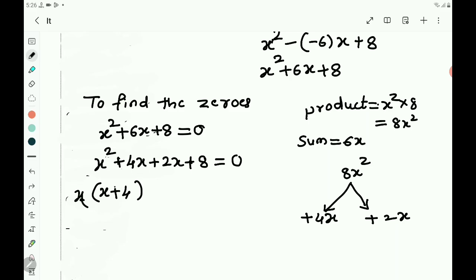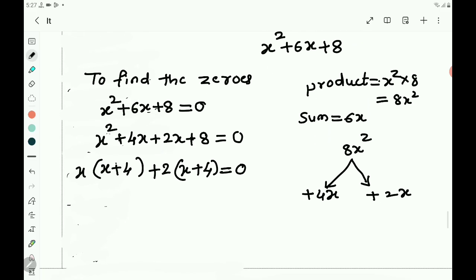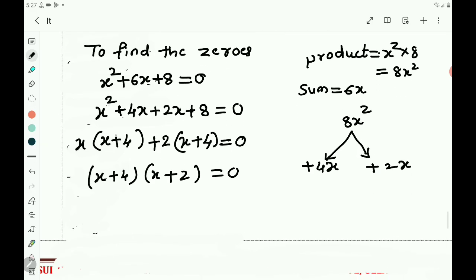Next, take 2x and 8. 2 and 8 are in the table 2. So in the bracket, 2 into x is 2x, x is remaining here, plus 2 4s are 8, then equals 0. Then x plus 4, common factor you can remove, x plus 4 in one bracket, and in the other bracket, here what is remaining? X. You write x. Here what is remaining? Plus 2 equals 0.